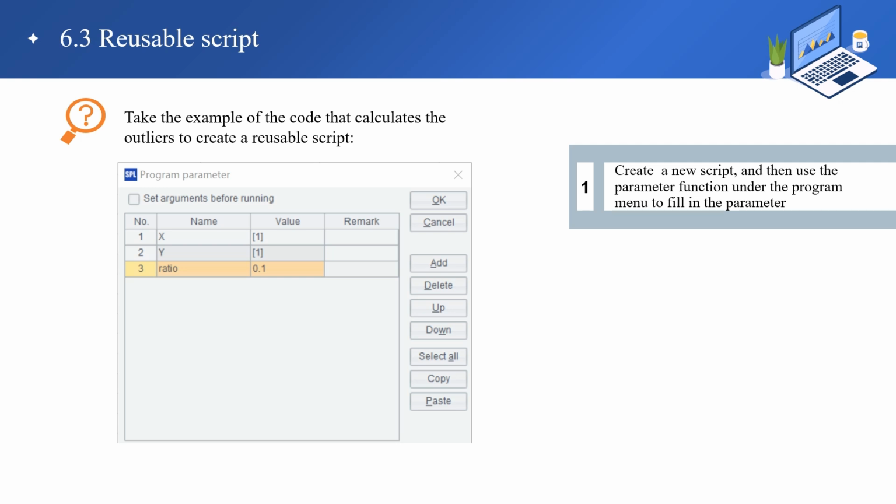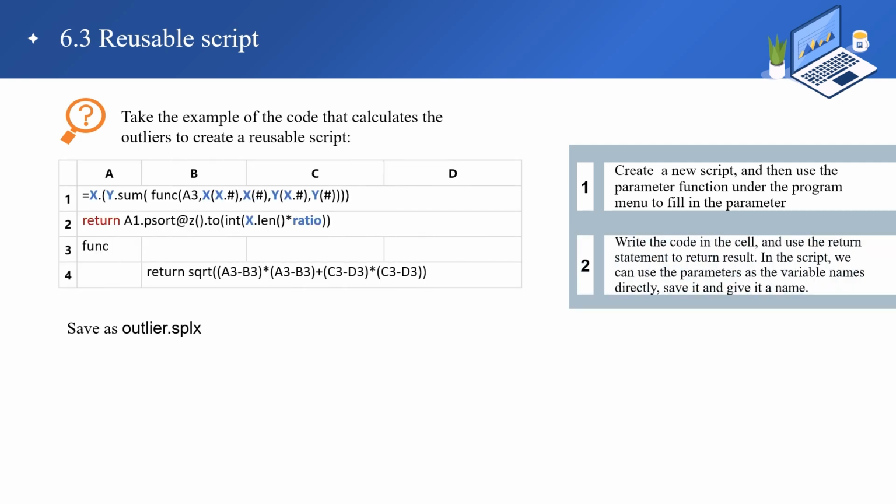The completed dialog box will look like this. The value column refers to the default value. When calling this script, if no parameter is input, this default value will be used. Here we just write a few. Now write the code in the cell.